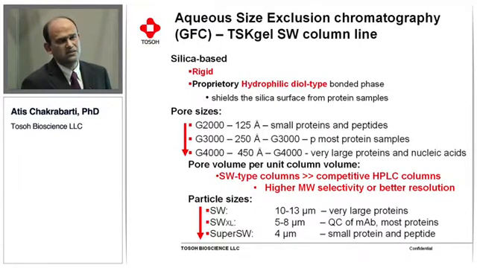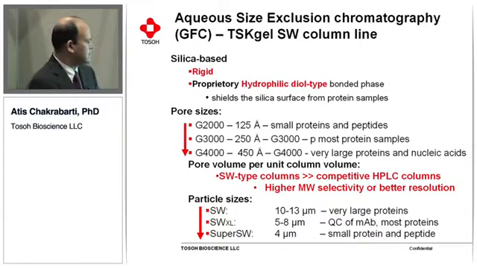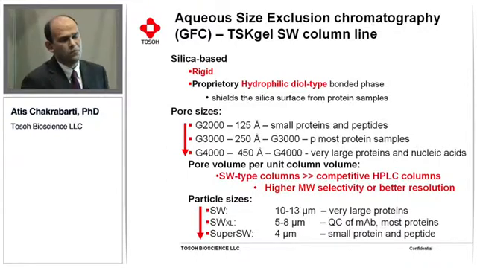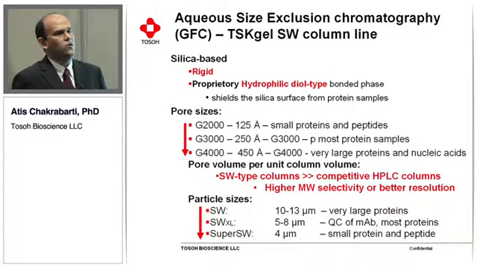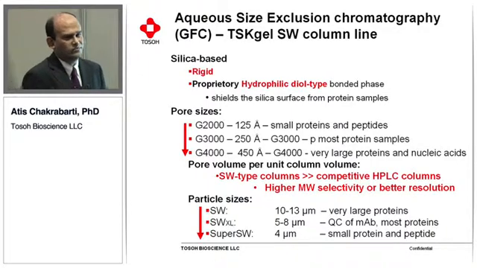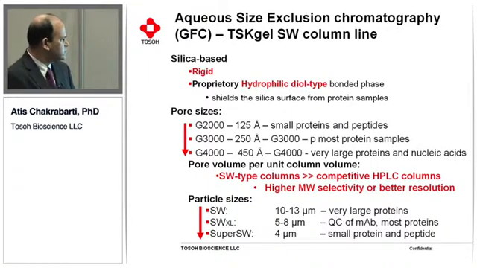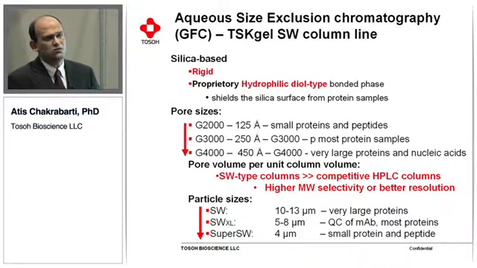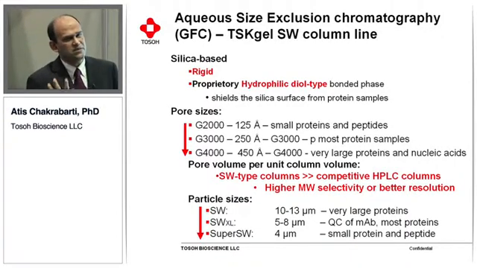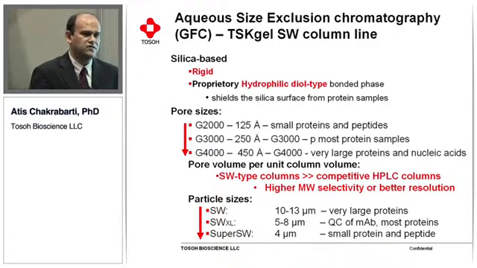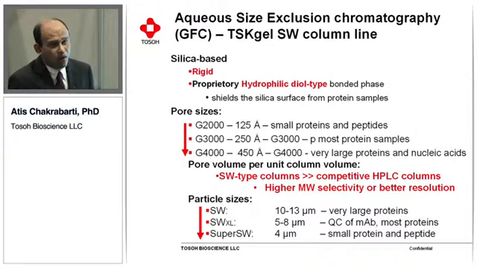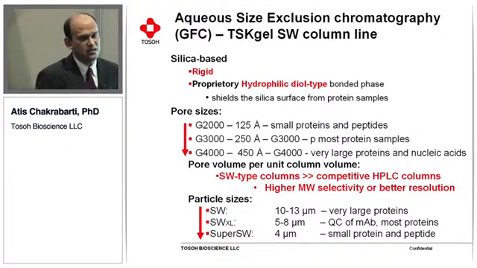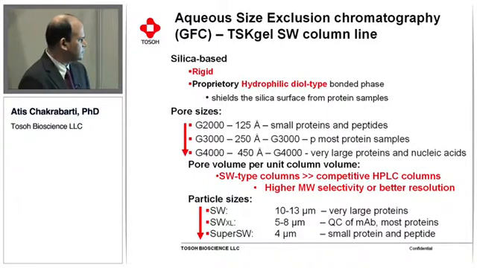The difference is the particle size. Particle size decreases from SW to Super SW. Now as you go down in particle size, you know that pressure will increase very rapidly. Super SW generally is used for LCMS type of application, or if you have a very dilute sample or a very costly sample you don't want to waste at all, because it has higher sensitivity compared to the other columns.